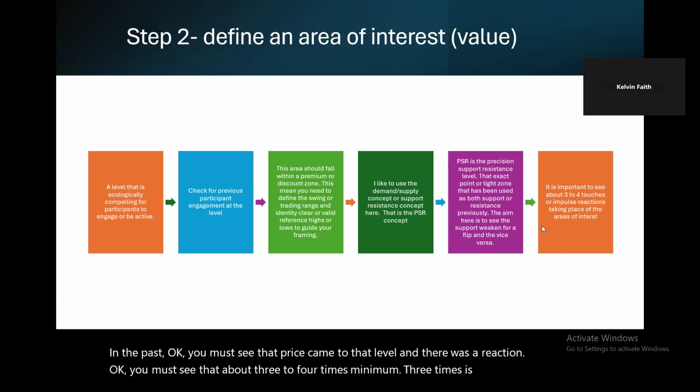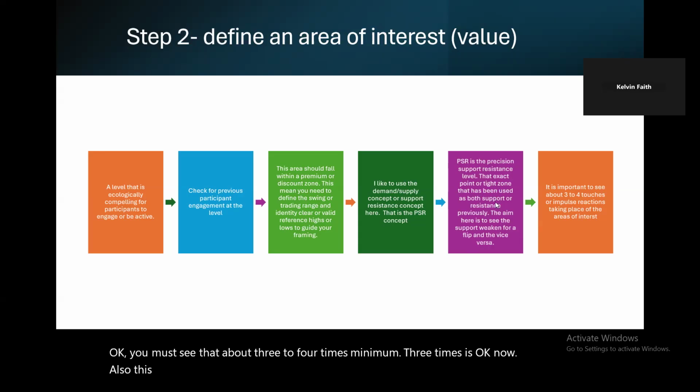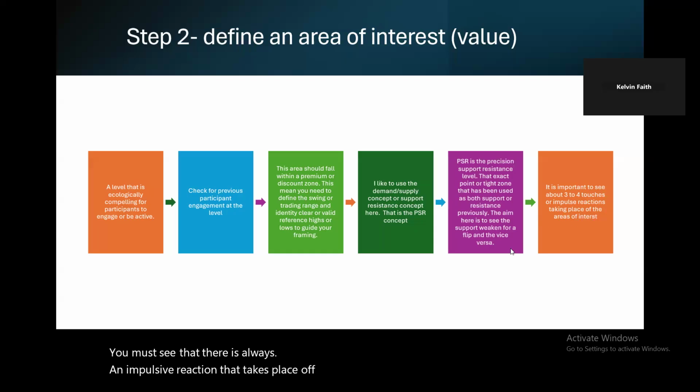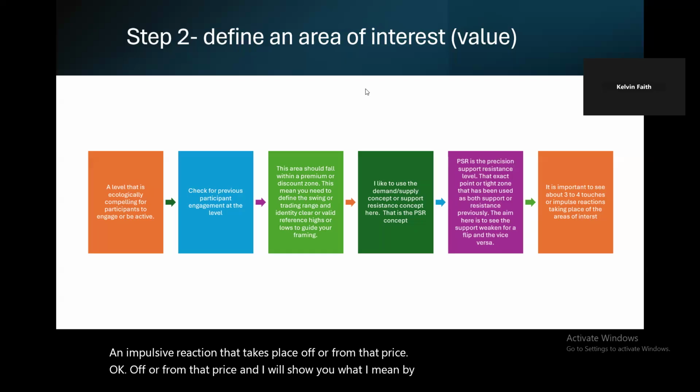Now, also, with this same precision support resistance level of price, you must see that there is always an impulsive reaction that takes place from that price. And I'll show you what I mean by impulse.